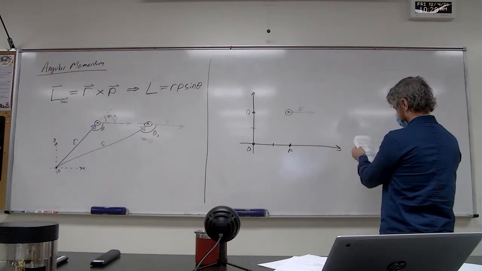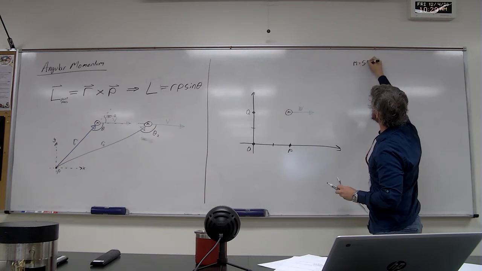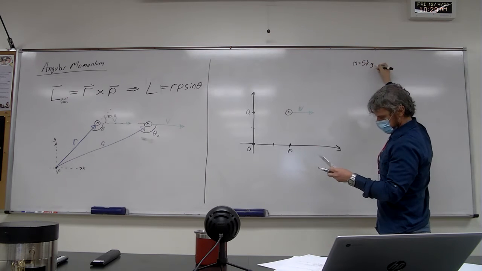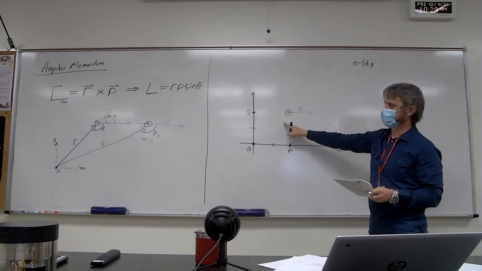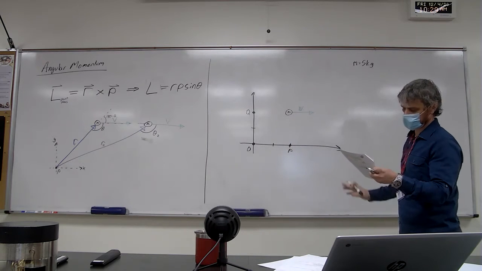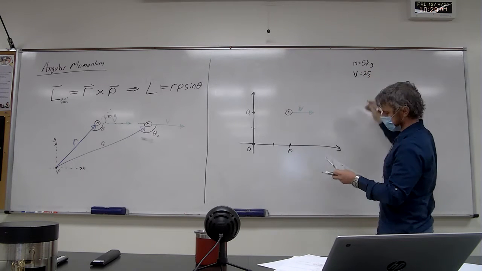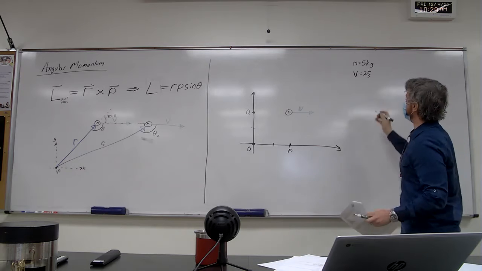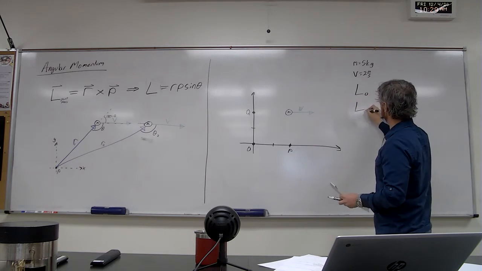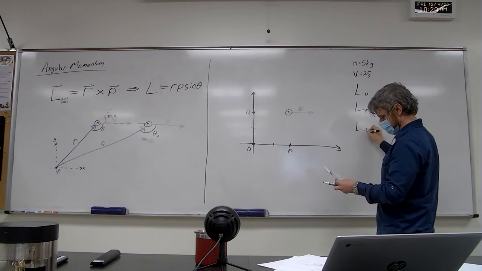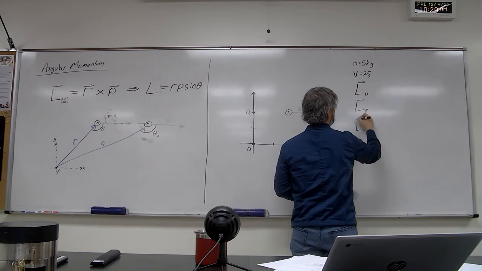And so we want to find the angular momentum for a 5 kilogram point mass. So the mass is 5 kilograms, located at 2, 2, the ordered pair 2, 2, with a velocity of 2 meters per second. Constant velocity. And we want to find L at O, L at P, and L at Q. So we want to find the angular momentum at those three locations.